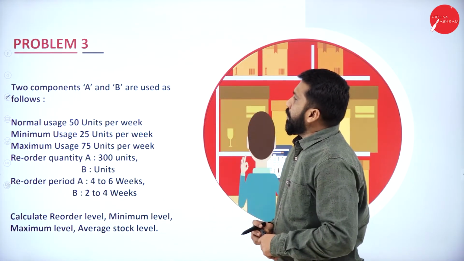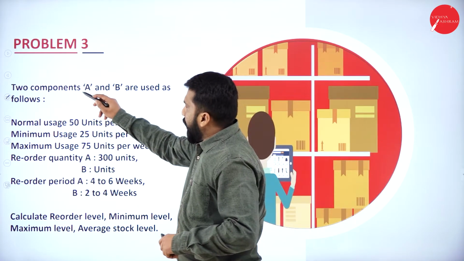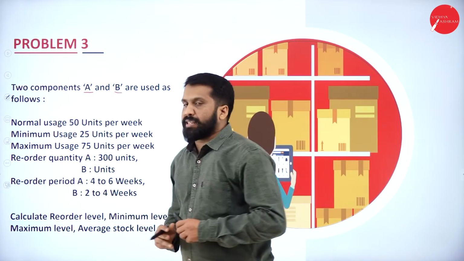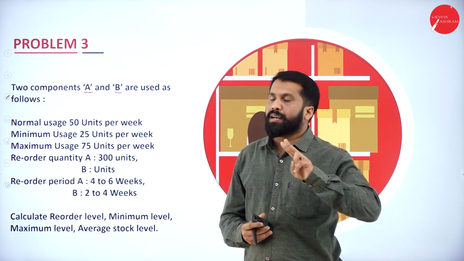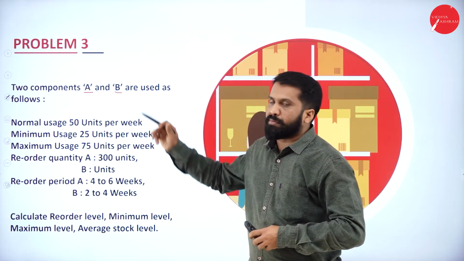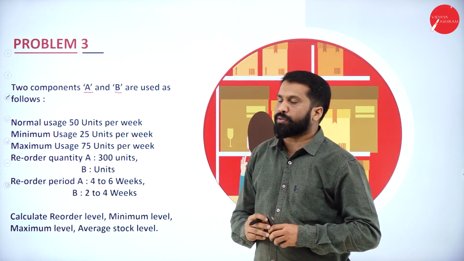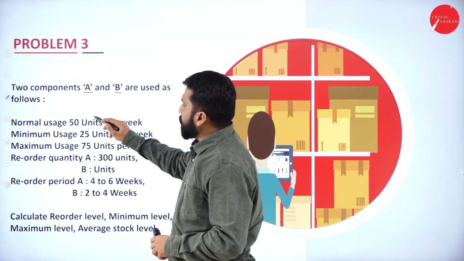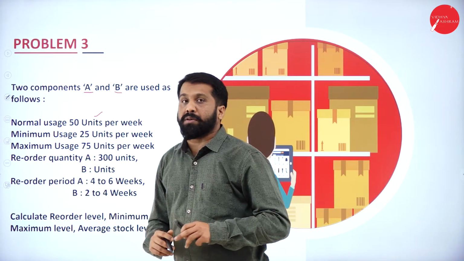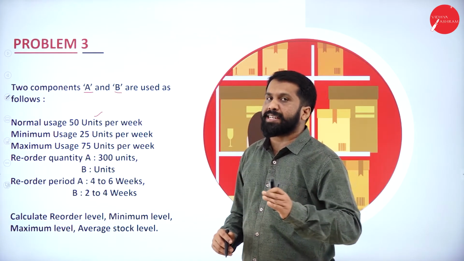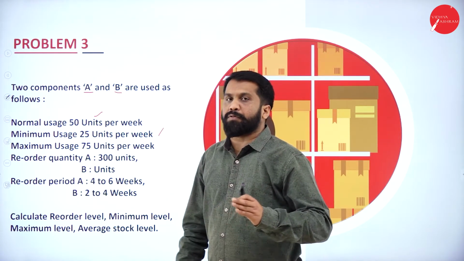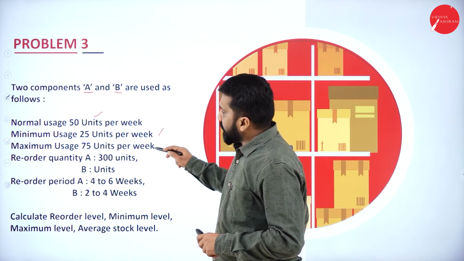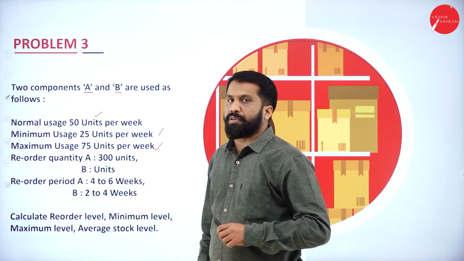Now, we have two components, A and B. It is nothing but for any single problem we have two sub problems. Whatever you do for A, similarly you have to do for B also. Now, normal usage is 50 units per week. Normal usage is common for both A as well as B. Minimum usage 25, common for A and B. Maximum usage 75, common for A and B.